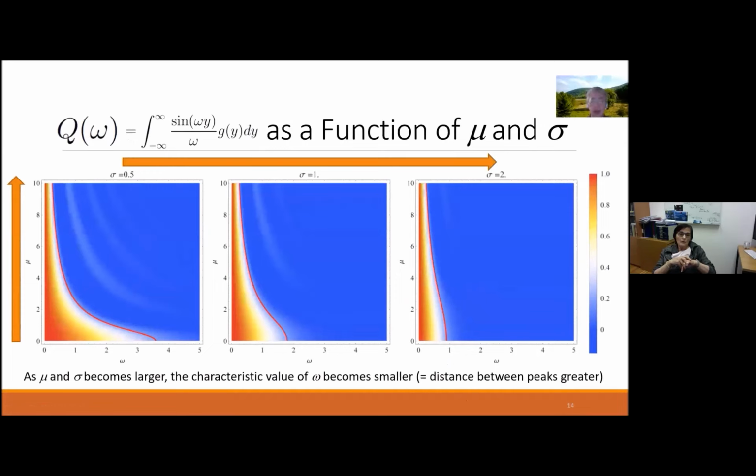So simply put, as this mu and sigma become larger, which means that people gain more and more information from a wider source of opinions, the characteristic spatial frequency omega gets smaller, which means that the distance between peaks gets longer. So this qualitatively shows that as people have access to the wider opinion space, their disagreement actually gets much, much bigger.